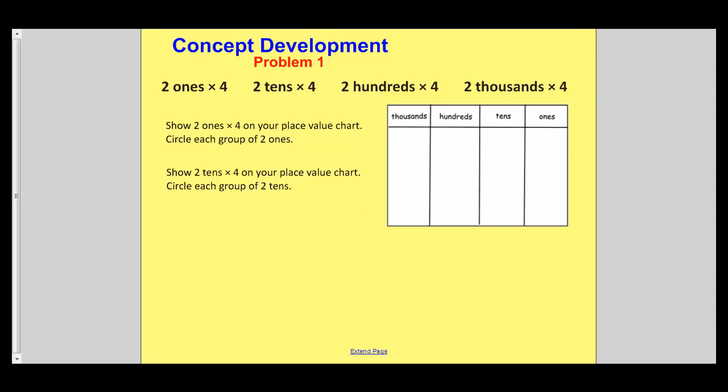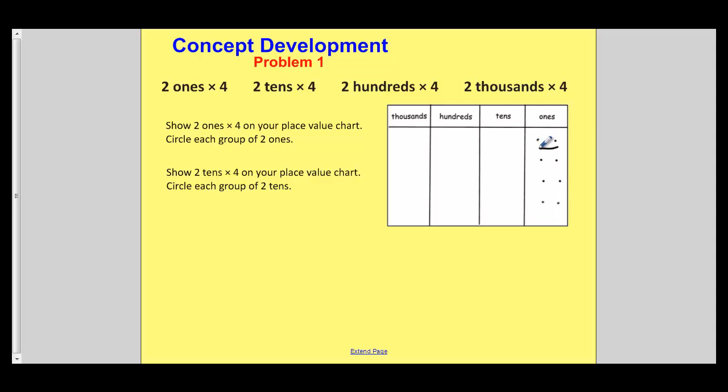Okay, now once you get your place value chart drawn, I want you to show me 2 ones times 4. So this is what that's going to look like. We come over to the ones place, and we're going to put our 2 ones. So I have 1, 2. There's 2 ones. That's 2 ones one time. Here's 2 ones 2 times, 3 times, 4 times. So that is 2 ones times 4.